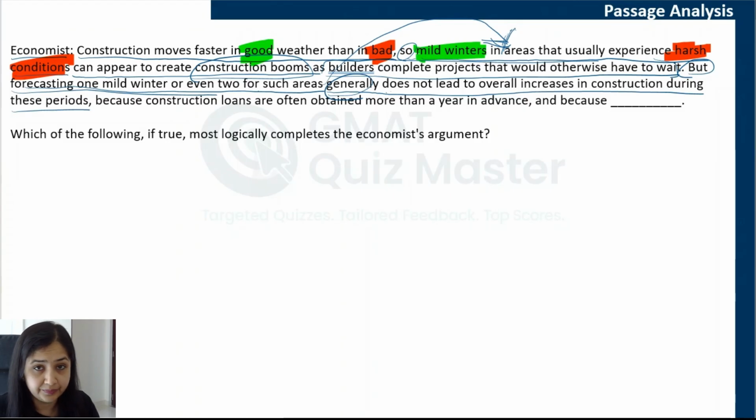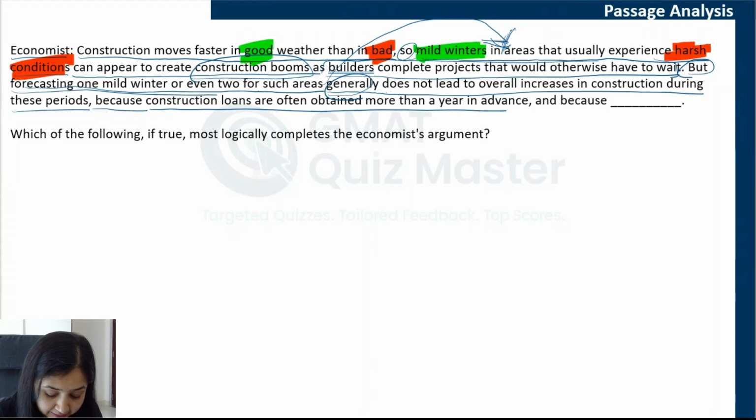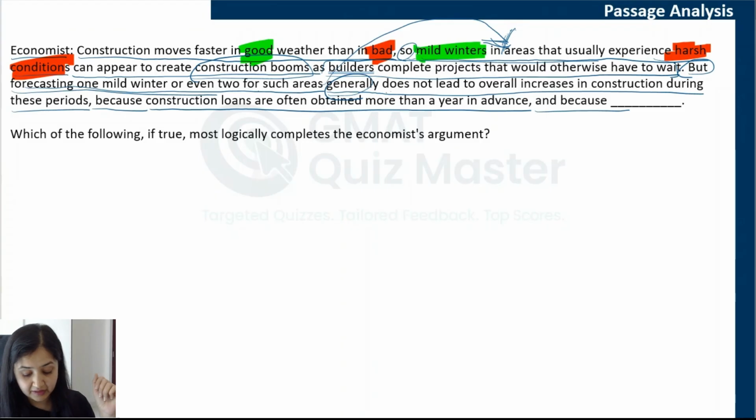Now, why is that so? There's a contrast. Why is that so? Let's read further. Because, so we have been given a reason. Construction loans are often obtained more than a year in advance. So it is providing a condition that you need to apply for the loan. You need to get that loan more than a year in advance. So proper planning is required. You need to get the loan at least or even more than a year in advance, and you need to find the other reason. So that is what the passage tells us.